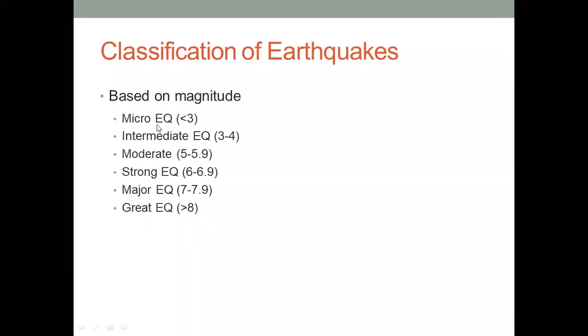Based on magnitude, if magnitude is less than 3, then it is a micro earthquake; intermediate 3 to 4.9; 5 to 5.9 is moderate; strong earthquake is 6 to 6.9; major earthquake is 7 to 7.9; greater than 8 is a great earthquake. So like that we can classify the earthquake.